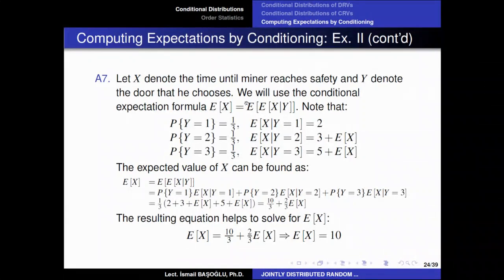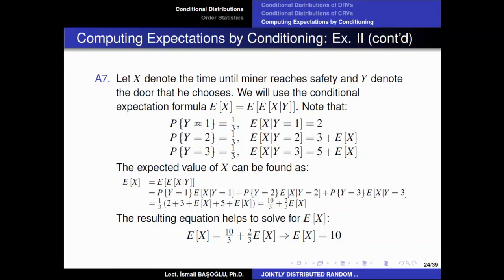We are going to use the conditional expectation formula here, and we are going to condition the time until reaching safety on the choice of the door. And what happens if we choose the first door in the first selection, or the second door, or the third door? We are going to calculate these conditional expectations. Then we are going to calculate the expectation of these conditional expectations and reach the ultimate result.